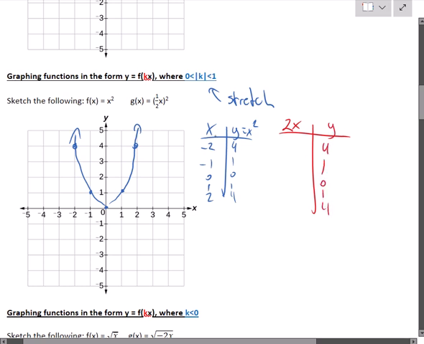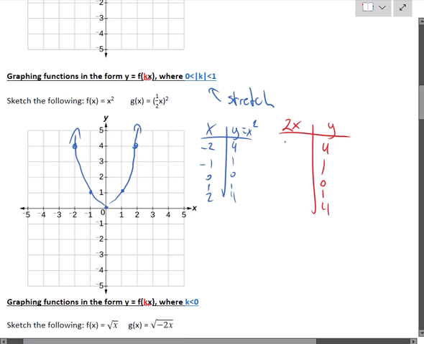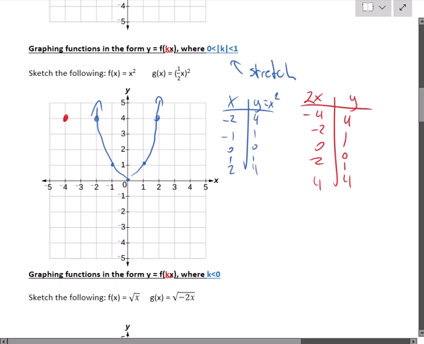And here we're going to take each of our x values and multiply each of them by 2. So that gives us negative 4, sorry. Negative 4, negative 2, 0, 2, and 4. So multiplying each of our x values here by 2. We can now plot these points. So we have negative 4, 4. We have negative 2, 1, 0, 0, 2, 1, and positive 4, 4.